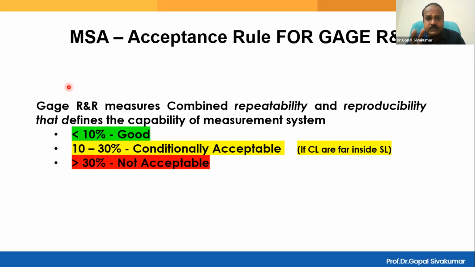What is this conditionally acceptable? You should know where your process control limit is. You should also know where your specification limit is. If you know the answer, then only you should use this. Otherwise, use only two conditions. Less than 10% acceptable, more than 30% unacceptable. Don't use the in between. If you use the in between without knowing the position of the control limit and specification limit, you will not know how much error will be there in your data.